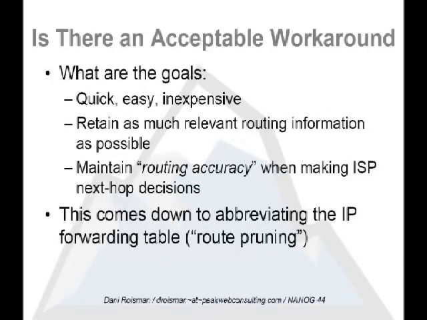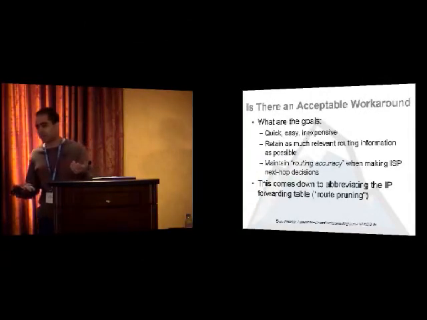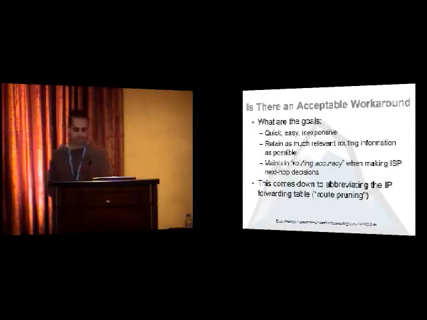Is there an acceptable workaround? Something to buy you time. This is not a permanent fix, but can we buy you some time? It's got to be quick, easy, and inexpensive. You need to retain as much relevant routing information in your table as possible, because again, you want it for traffic engineering statistics. And you need to maintain what I call routing accuracy. So the short answer: you have to abbreviate the routing table and prune your BGP routes.